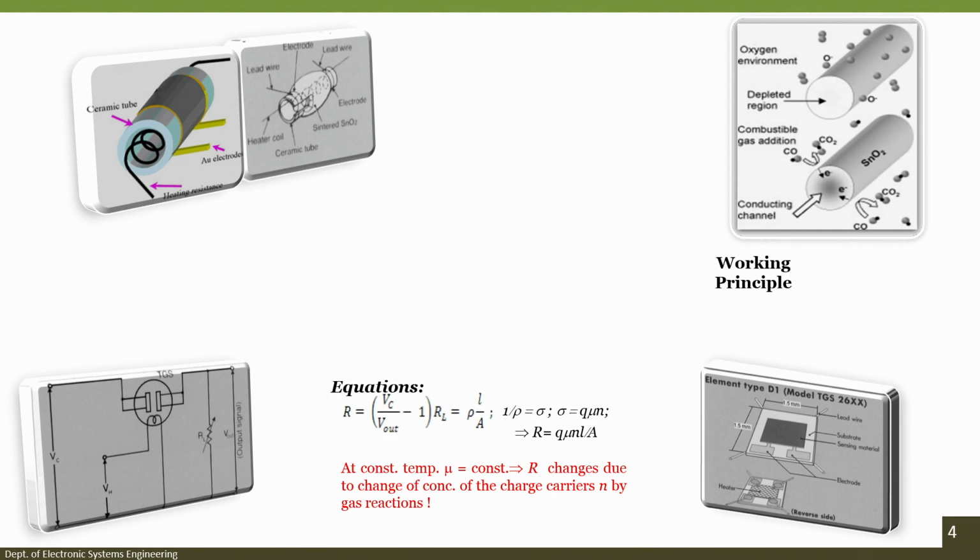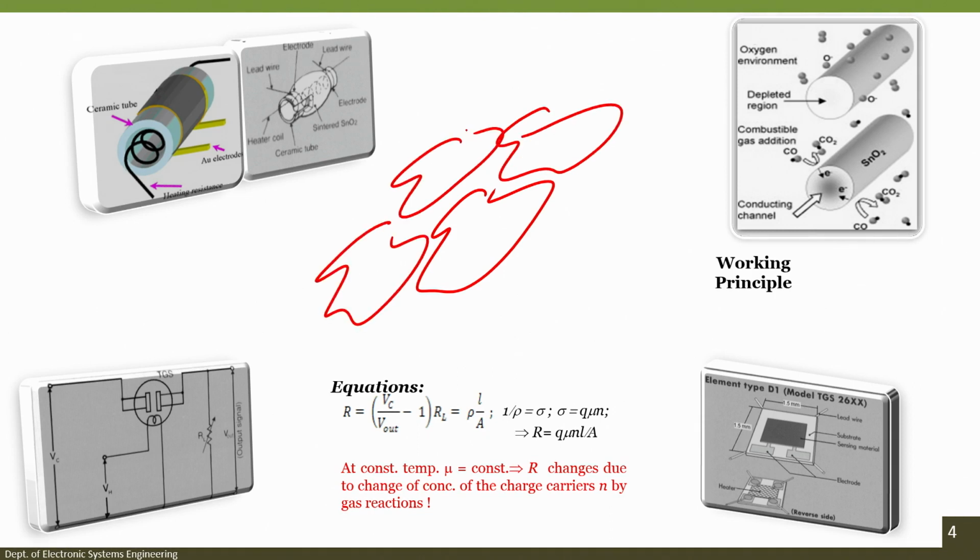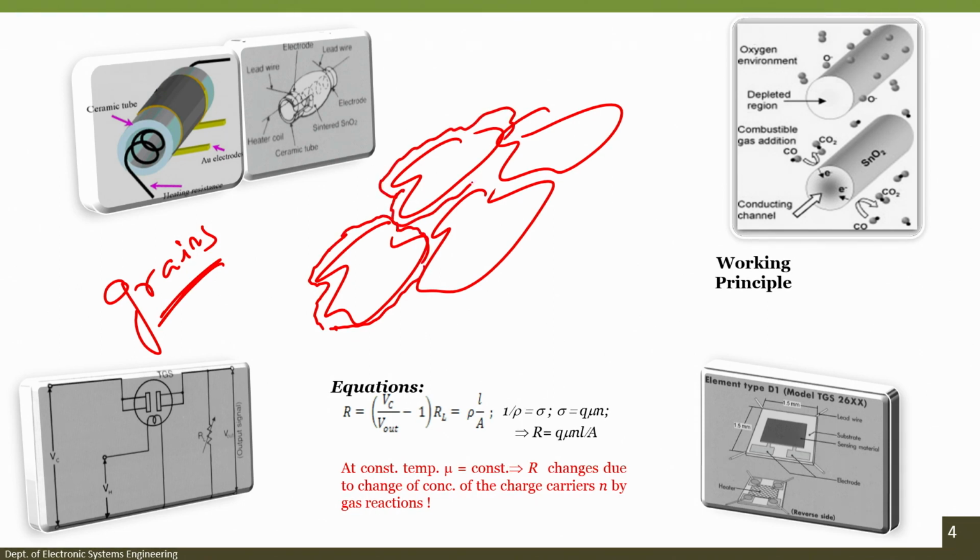If I talk about the working principle, if I just zoom it out, the gas sensing material consists of several grains. Each grain will lose some electrons and will cause a depletion layer, a depletion boundary around it, in the presence of oxygen in air. This depletion layer that I have drawn around the grain will cause some resistance value, which we call the base resistance.